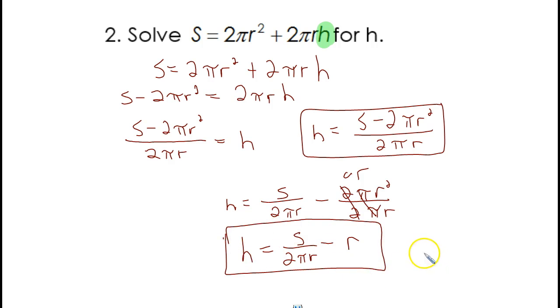And I mention this because if you're dealing with a multiple choice question and you get to this and the answers don't look like this, they look like they've been separated apart, that means that you need to go to the next step and separate them. But either answer would be acceptable on an open response test. I would accept both of them.